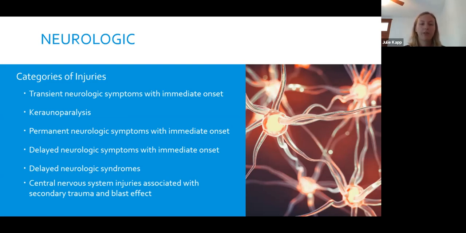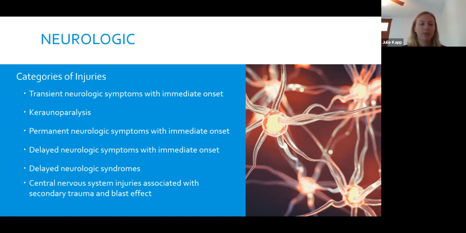So then the third category of neurologic injuries is permanent neurological symptoms with immediate onset. And those can occur from a few different mechanisms. So it could be due to hypoxic encephalopathy from cardiopulmonary arrest. The patient could have suffered an intracranial hemorrhage. Most often it occurs in the basal ganglia or the brainstem because those regions of the brain have preferential conductivity.